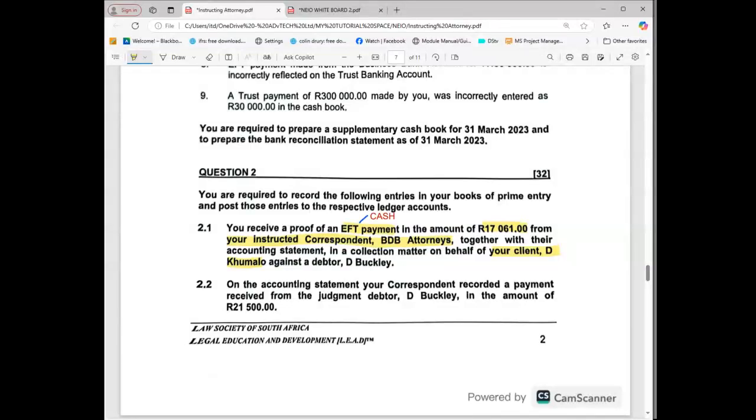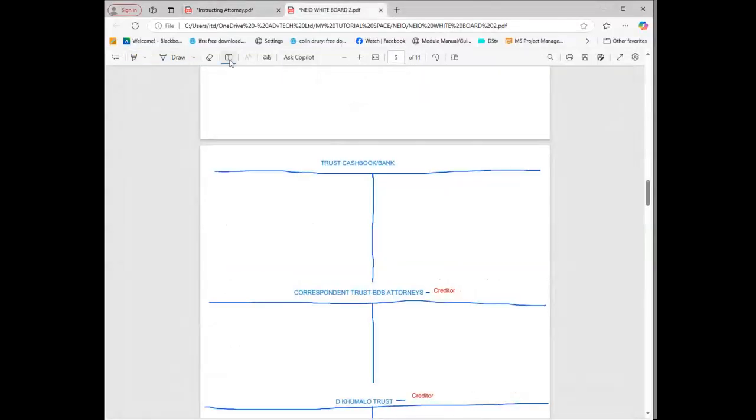When you receive client's money, you know which account we normally go. Tell me, where do you think I need to go? We need to go to the trust cash book. With this money? Yes. Obviously, to receive under which side? We receive money on the debit side. And then what must be the details or the contra? Our client for now is BDB attorneys because they receive the money for us. I agree with you. I'm going to write correspondent trust. I can just write BDB because we understand it's BDB attorneys.